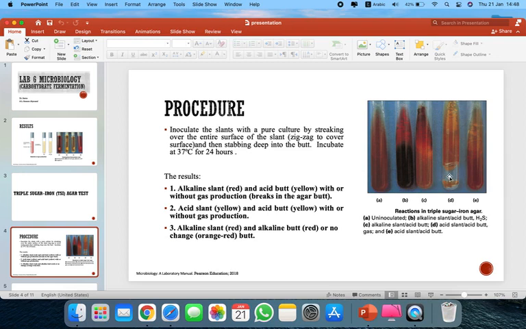The production of H2S requires an acid environment, and is indicated by a blackening of the butt of the medium. You can see here black in color. If there is any black, that means there is H2S, and if there is any CO2 or H2, you will see the bubbles here. So at the same time, I will have two indicators: H2S, and CO2 or H2 gas, and color.